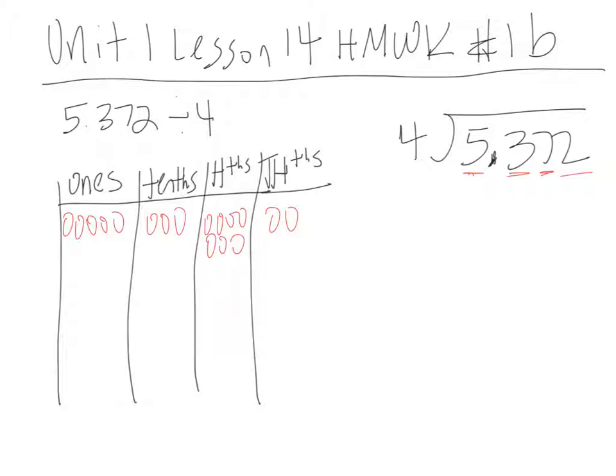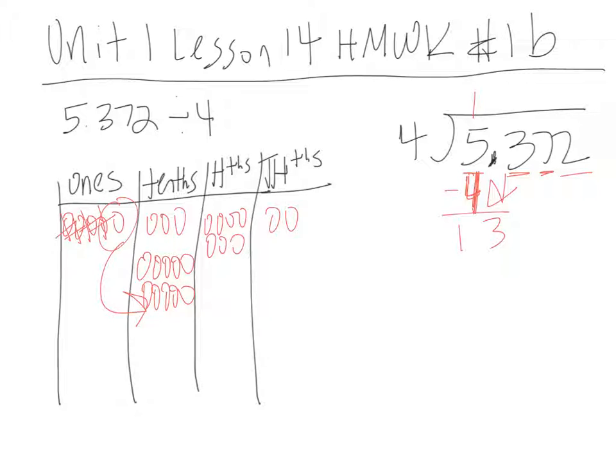5 divided by 4 is 1, and 1 times 4 is 4. Since 1 times 4 is 4, I'm going to cross out 4 discs in the ones place. I'm left with 1, just like I'm left with 1 there. That 1 now becomes 10 tenths. And now, since I bring down the 3, that becomes 13 tenths.